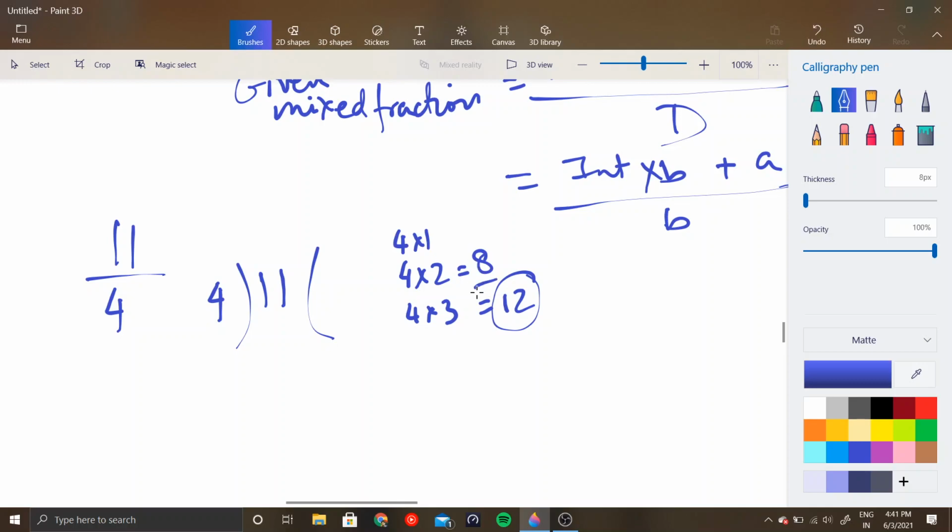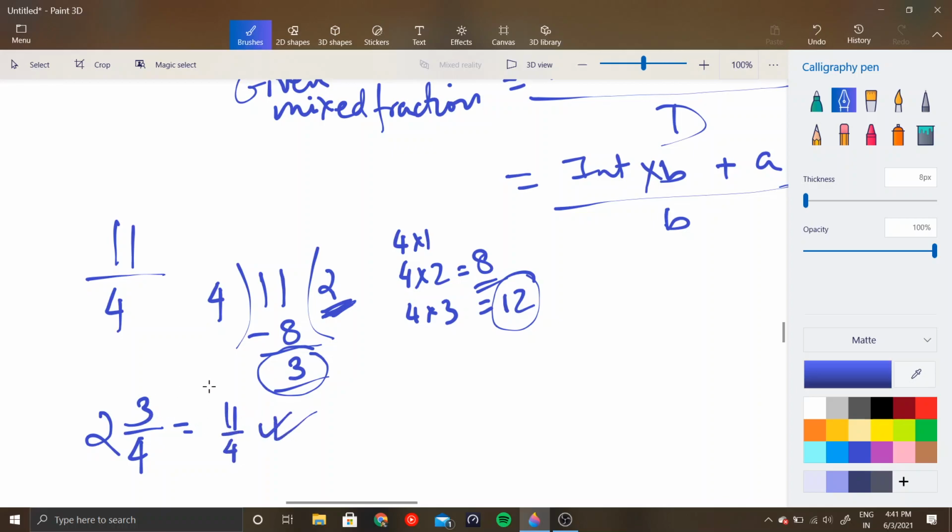So we can have 8, and subtract 8 from 11. It will yield 3, right? So the mixed fraction will be: you have the 2 entire cakes, and then you will have 3/4 of the cake. So the remainder is 3 by 4. Now if you convert back into the improper fraction, 2 into 4 is 8 plus 3 is 11 by 4. So it is justified.